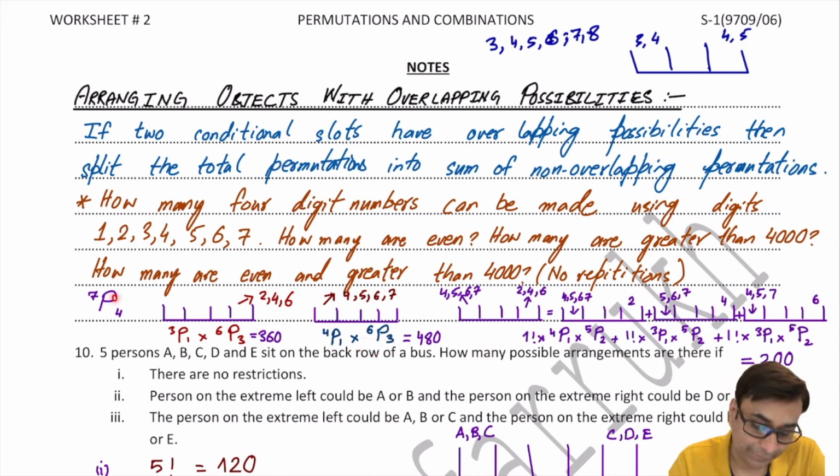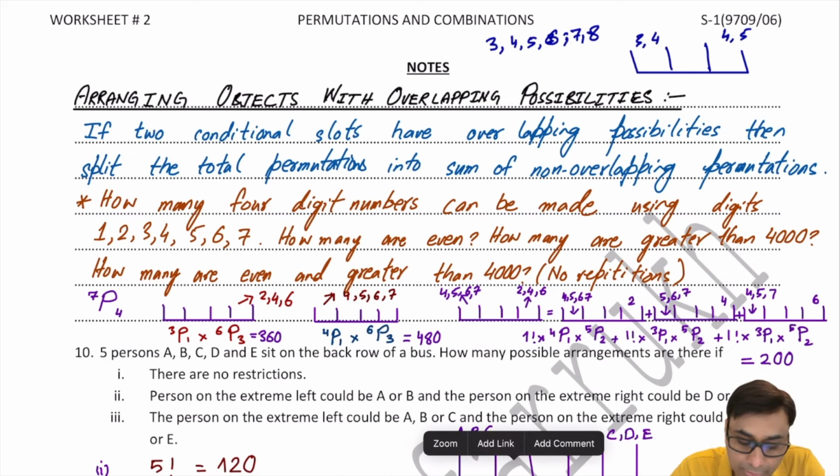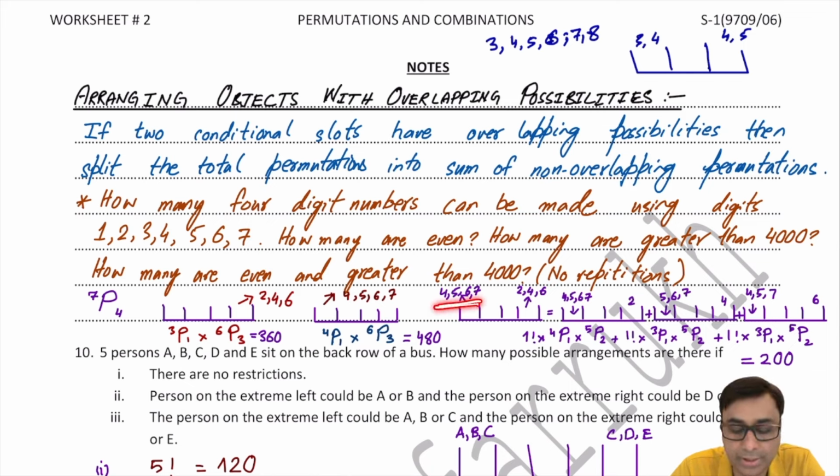But then it says how many are even and greater than 4,000. So that means it has to be both. It has to be even, and it also has to be greater than 4,000. So to make sure that it's greater than 4,000, the first slot could be either 4, 5, 6, or 7. And to make sure that it is even, the last slot has to be either 2, 4, or 6. The problem is that 4 and 4, 6 and 6 are the overlapping options.